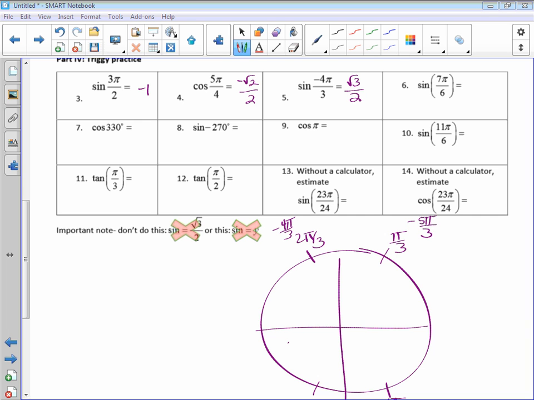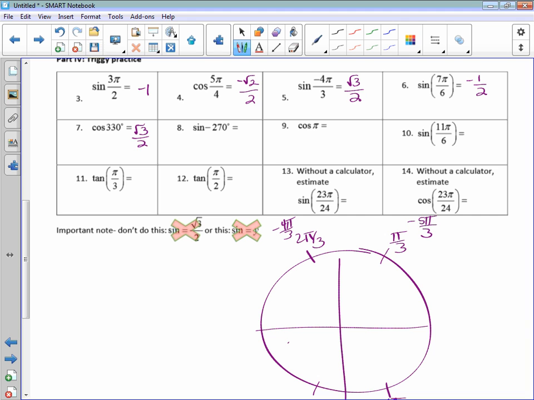Okay, guys, let's go through these. So number 6, everybody together. What'd you get for sine of 7 pi over 6? Okay, that was a little less enthusiastic than I was hoping for. What'd you get for sine of 7 pi over 6? -1. Yeah, there we go. -1. All right, cosine of 330. But I think you said root 3 over 2.